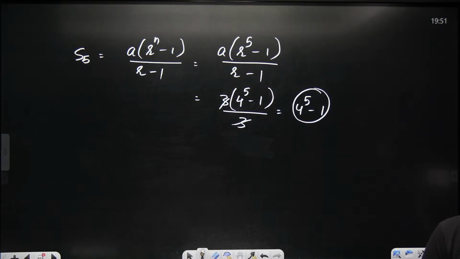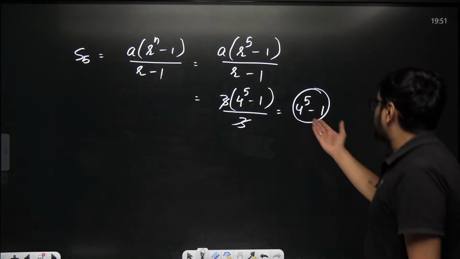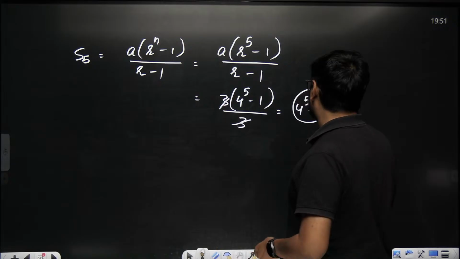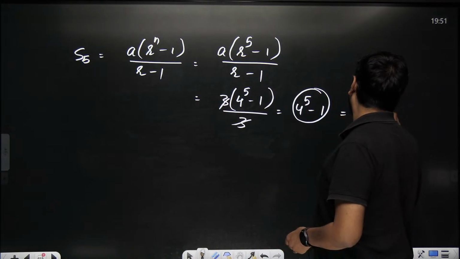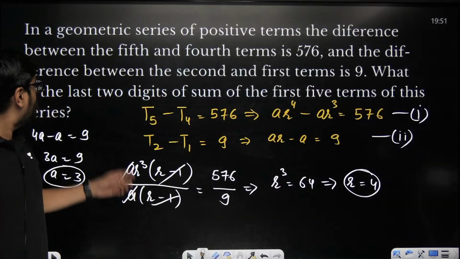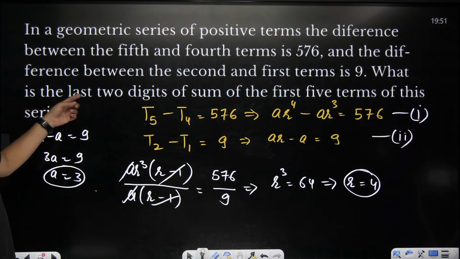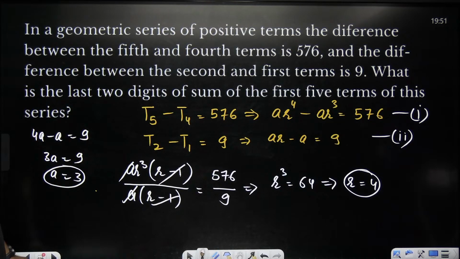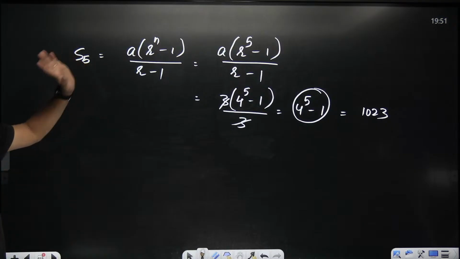For cyclicity you can use 4 to the power 5, otherwise also you can use 2 to the power 10, 1024 minus 1, that means 1023. What have they asked? What is the last 2 digits? 23 is the last 2 digits of the sum of first 5 terms. S5 we need to find out.